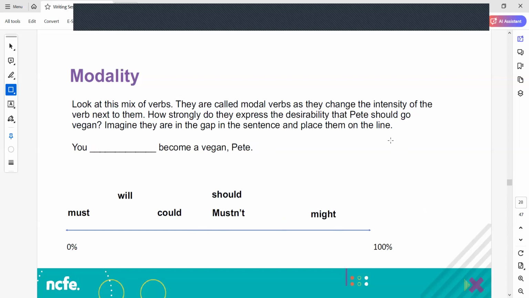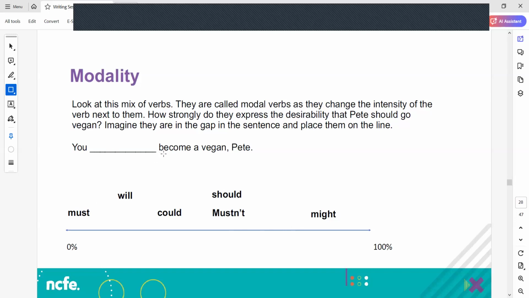So these verbs are called modal verbs, as they change the intensity of the verb next to them. So how strongly do they express the desirability that Pete should go vegan? We're going to imagine again that they are in this gap. So we've got must, will, could, should, mustn't, might.